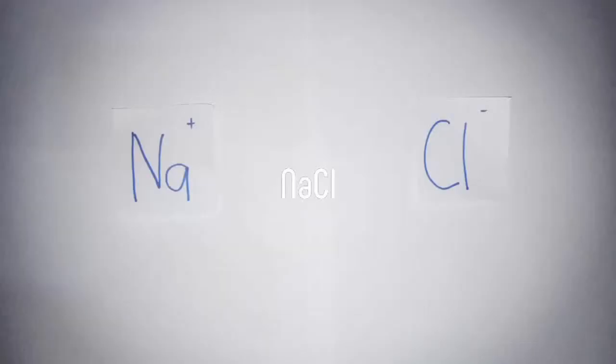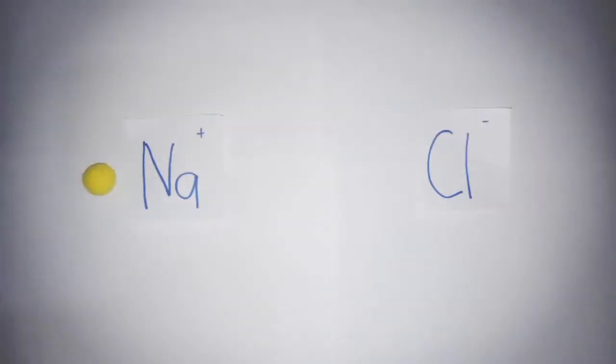In ionic bonds, the metal loses the electrons to become a positively charged cation, whereas the non-metal accepts those electrons to become a negatively charged anion. To better understand this, let's have an example. Do you see this salt? The chemical name for this is sodium chloride. In this case, sodium is the metal while chlorine is the non-metal.